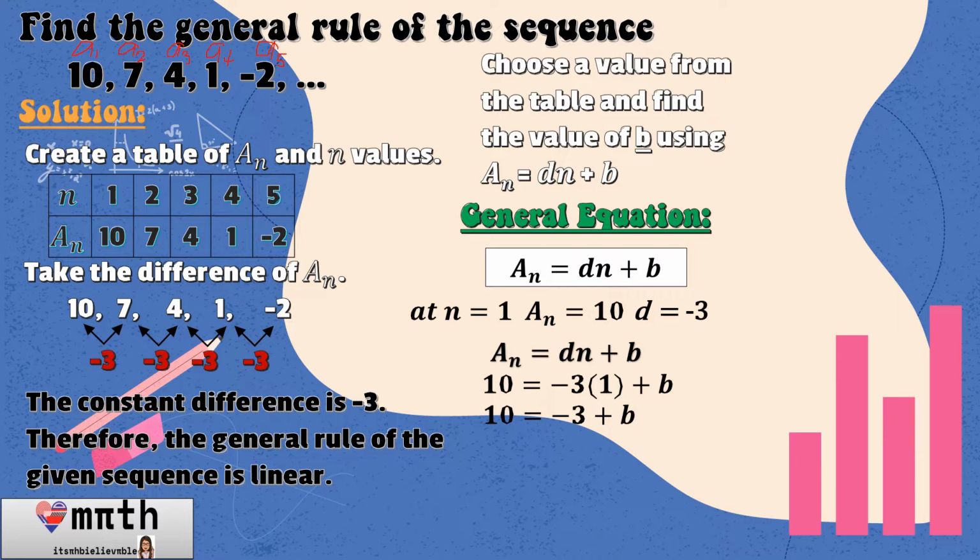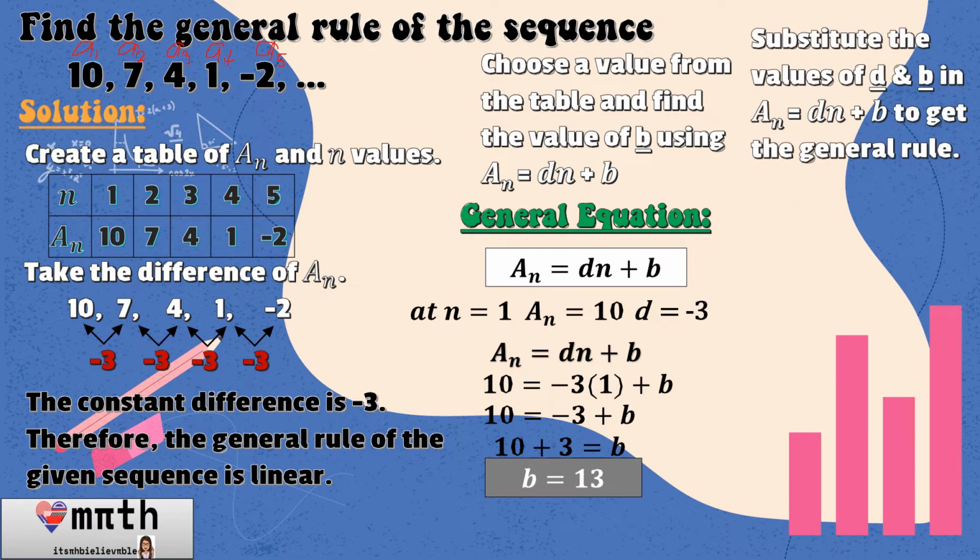And we need to get the value of b, so we need to isolate it on one side. Therefore, we need to transpose -3 to the other side with 10, making -3 as +3. So that will be 10 plus 3 equal to b. And we all know that 10 plus 3 is equal to 13. So that will be the value of our b.